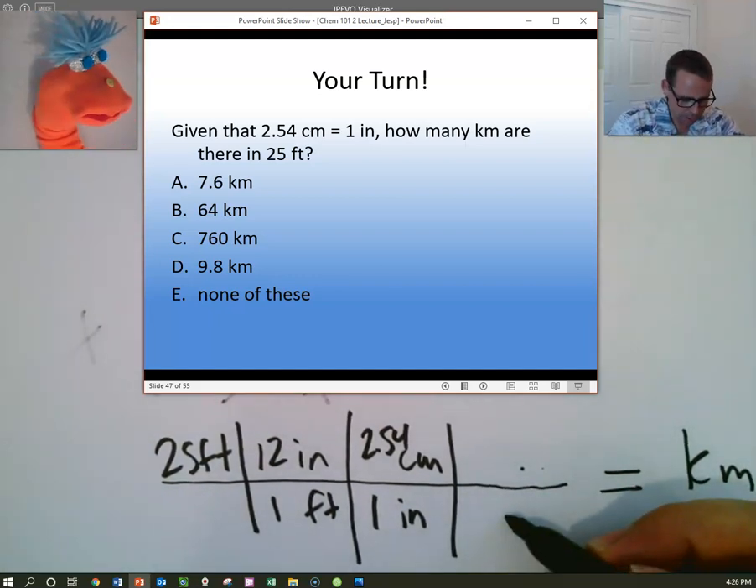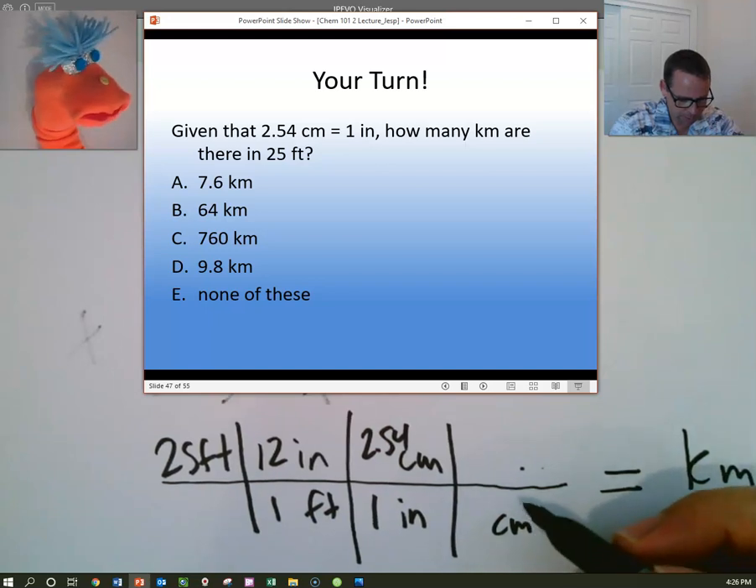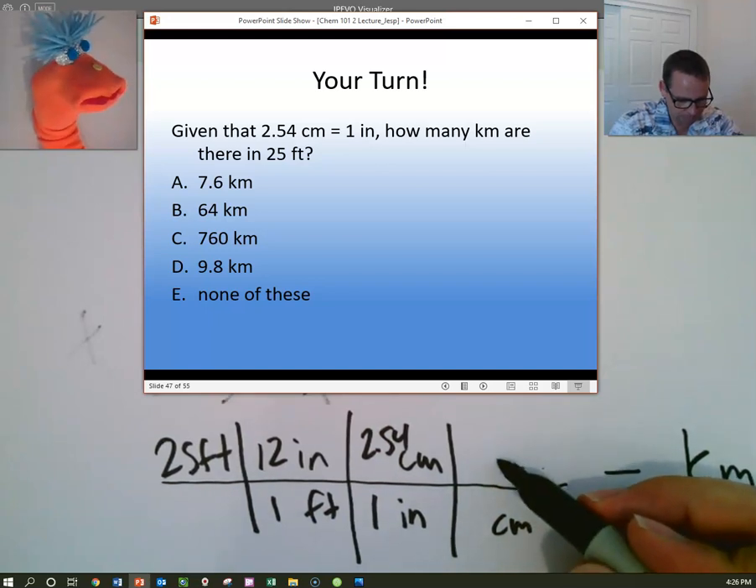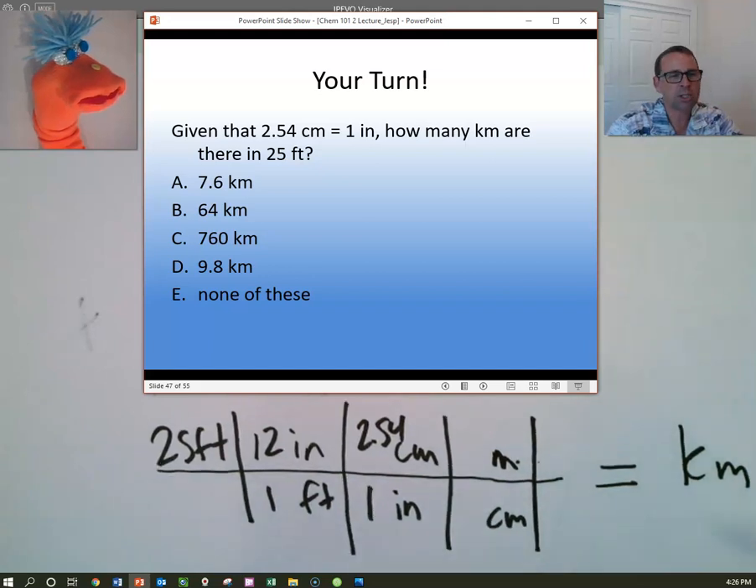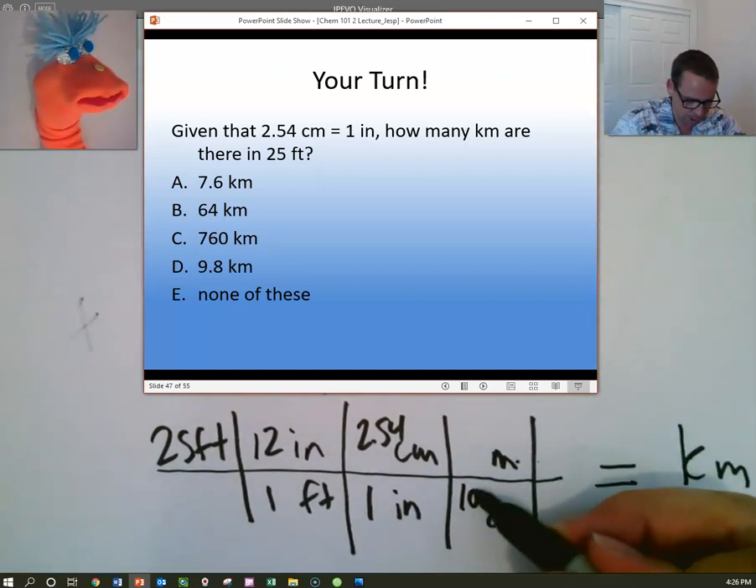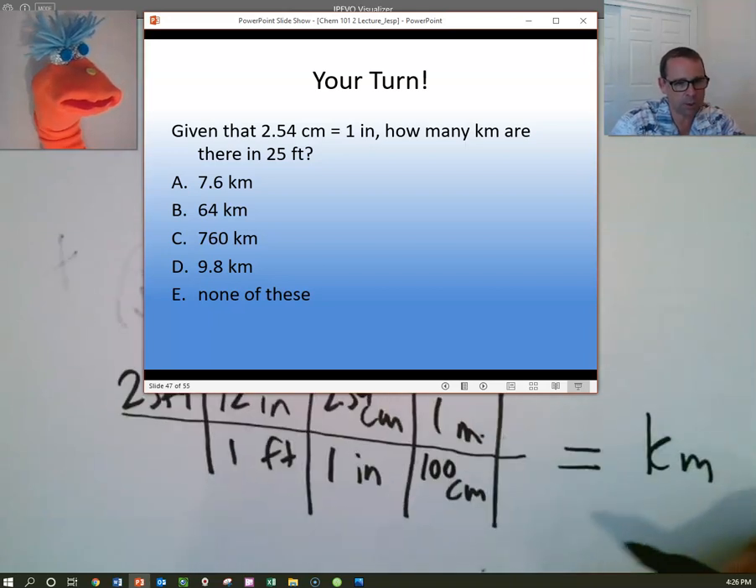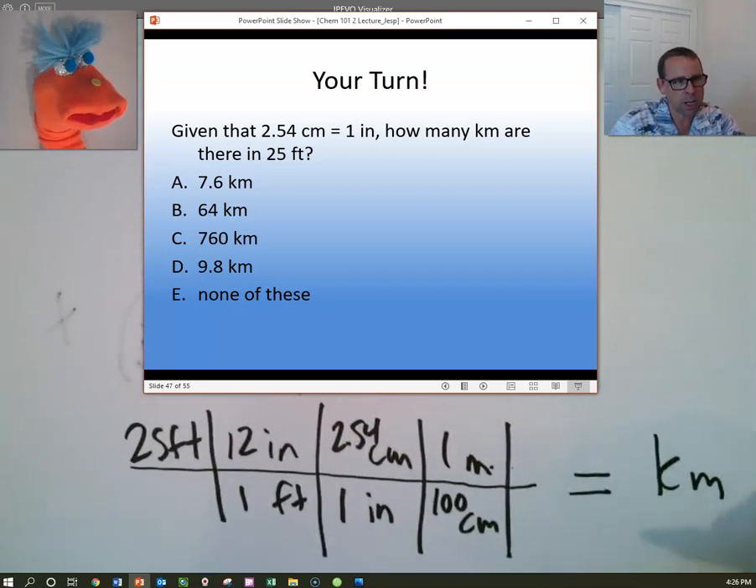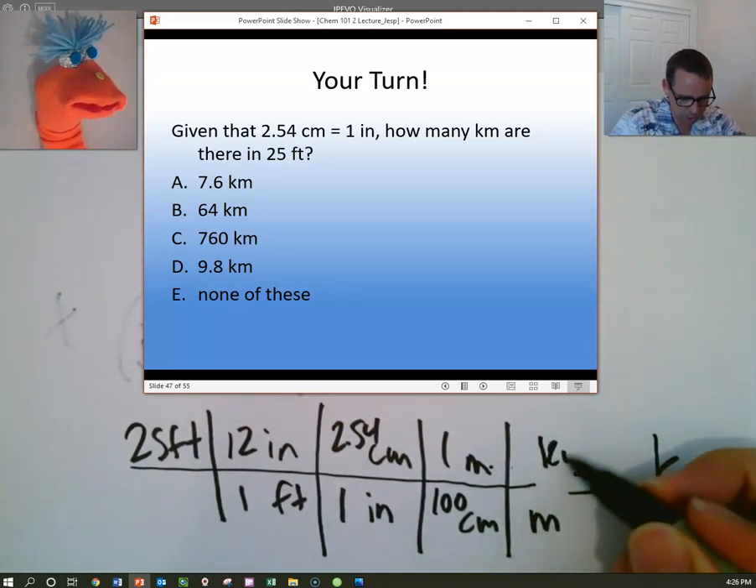Now, what goes down here? Centimeters. And what goes up here? Meters. How did you decide to go to meters? I don't know. I just know meters. Very good. What is it? It's 100 centimeters for every meter. Okay, 100 centimeters for every meter. Now, are we done? No, we're not done. We're in meters and we need to be in kilometers. So go from meters to kilometers. Okay, so meters to kilometers.